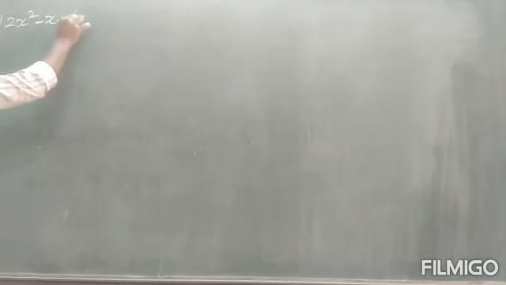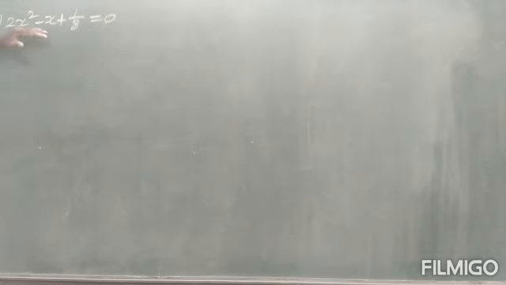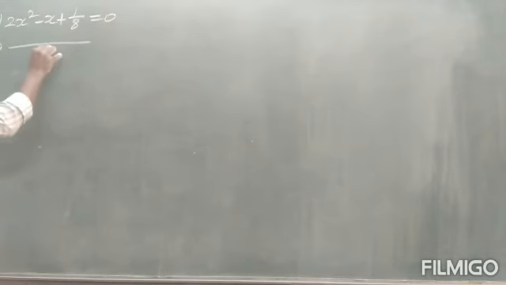Fifth one: 2x square minus x plus 1 by 8 is equal to 0. Now, is it in the form of a quadratic equation? Quadratic equation form irukka? Illa. So we have to change it. Already irukku, but in the denominator, we take the LCM. So this implies that the LCM is 8. LCM is 8 we will get.